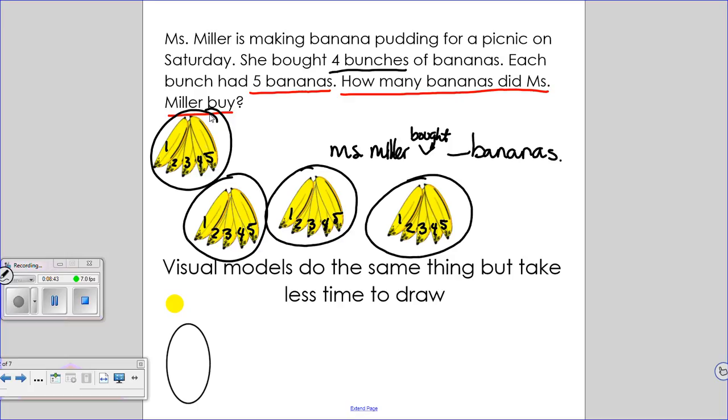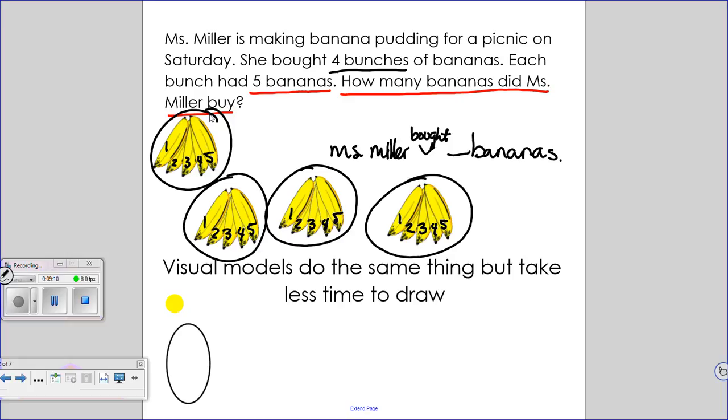Yes, ma'am, Ashley? I'm glad you bring that up. Some of you are artists and will start drawing out your bananas. Please don't do that. If you started doing that, that's okay. But I do not want you to actually draw bananas. That would take forever. I did this a second ago.